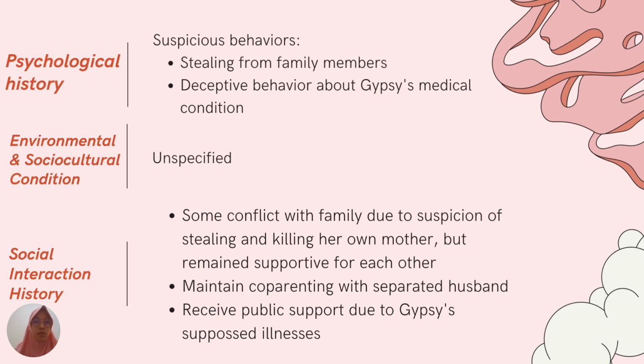As for social interaction history, she had some conflict with the family due to suspicion of stealing, and the family also suspect her of killing her own mother. However, they remain supportive of each other. For example, after Didi's divorce, she moved back to live with her family, and she also maintained a co-parenting relationship with Rod Blanchard, Gypsy's father.